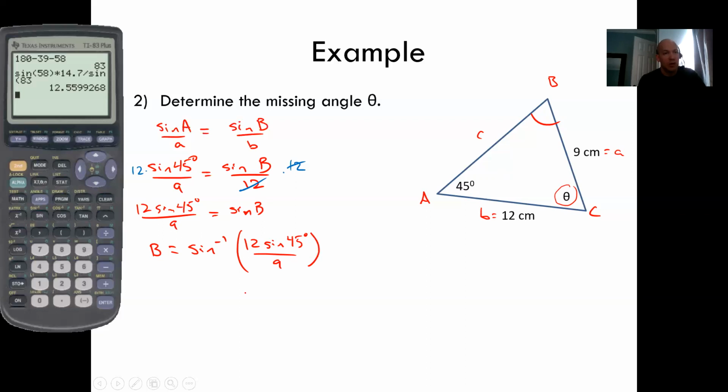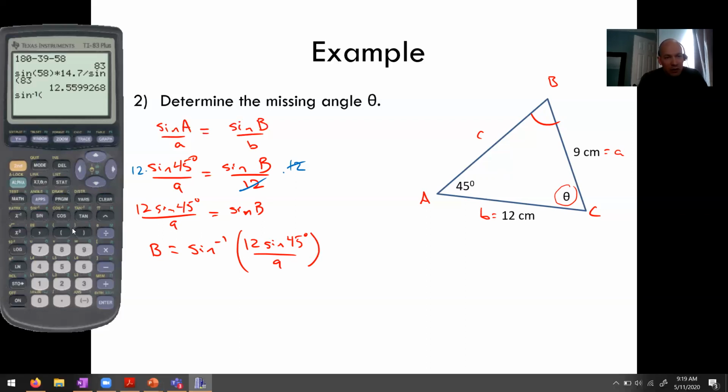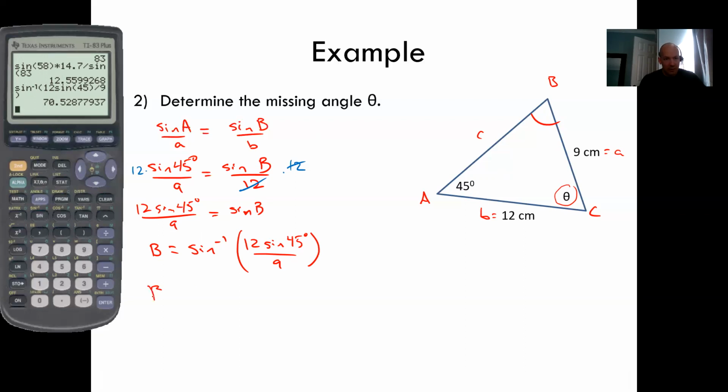So what we do is we go inverse sine. So on our calculator over here, we're going to go inverse sine. We're going to use brackets because we're going to inverse sine the entire thing. This can be sine of 45. I always like to close up that bracket. Divide by 9 and make sure you close this bracket to inverse sine the entire thing. When you do that, you're going to get B equals 70.52 or whatever. I'm just going to write it as 70.5 degrees.